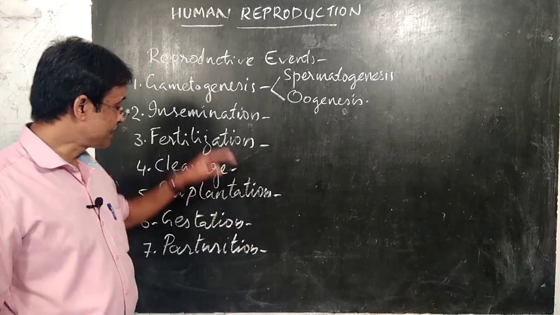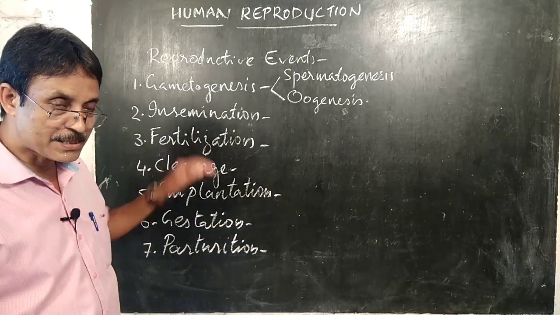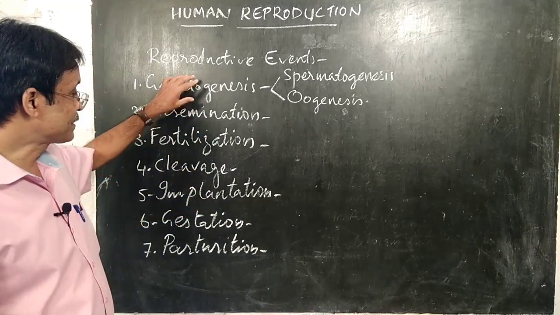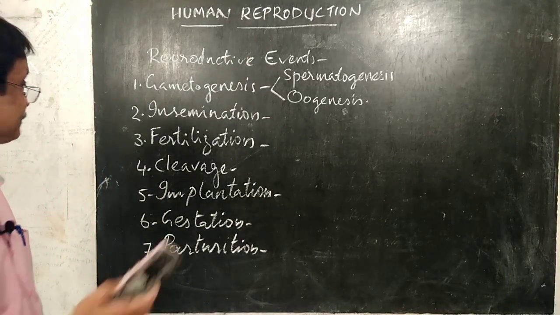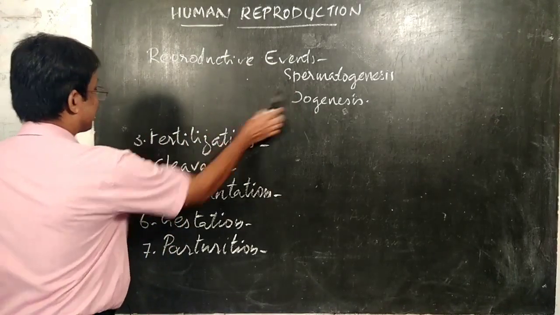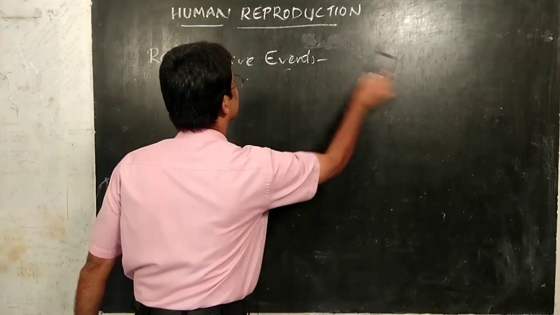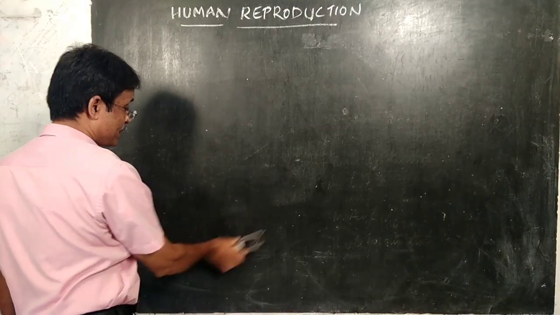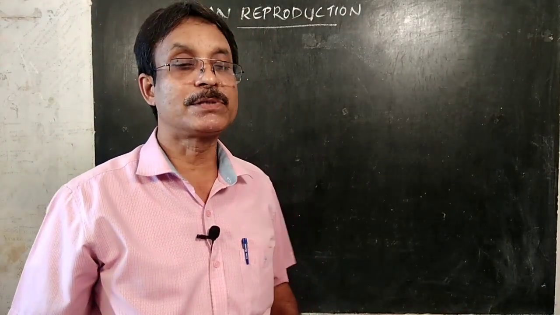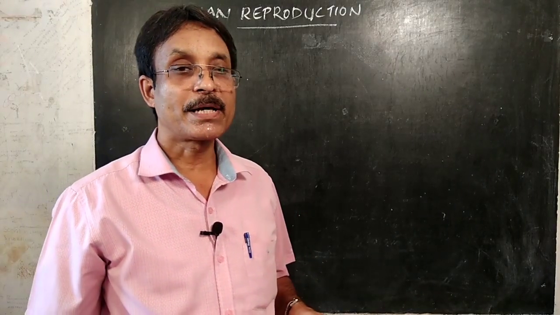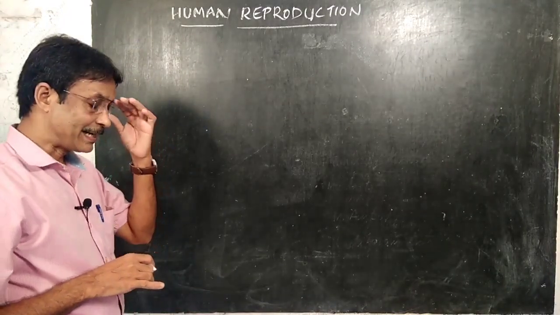Okay, this is easy. You have to know these seven terms. Then in this chapter we have to discuss all these seven events in detail. So gametes are developed in the sex organs. So before gametogenesis, we have to know an idea about the reproductive system in both male and female. So that is our next topic.